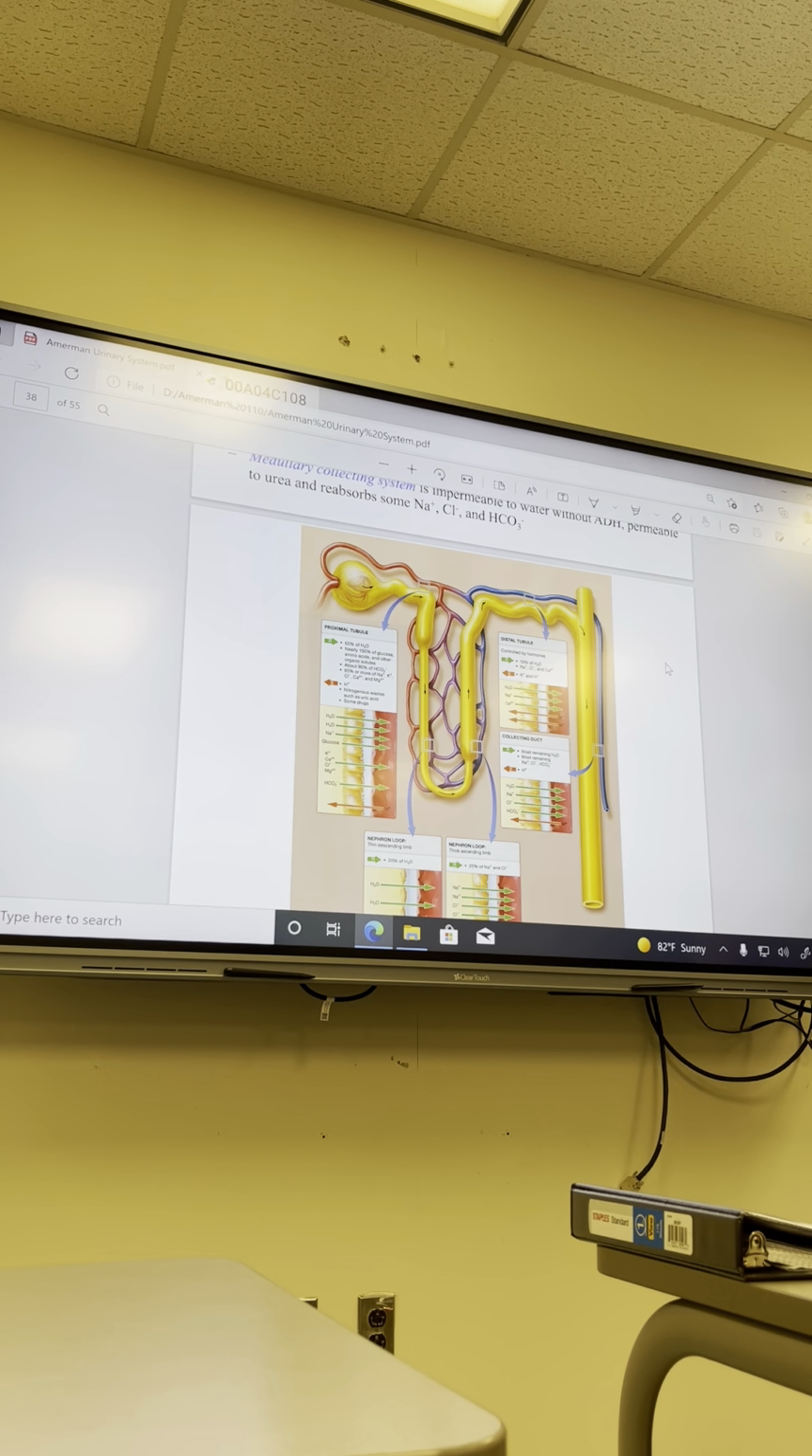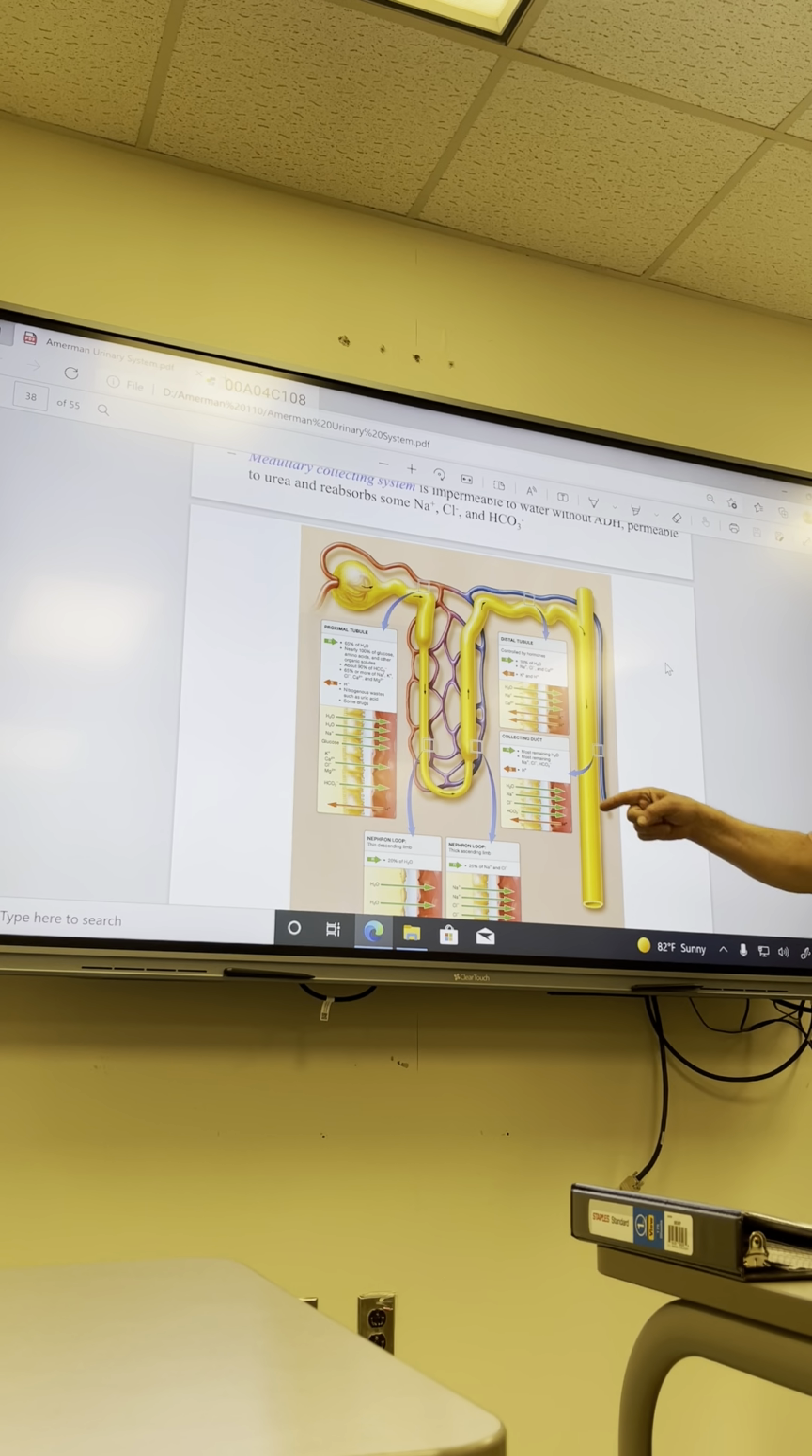The ascending limb is going to be the opposite way around. The ascending limb is impermeable to water. And it's not that the ascending limb is permeable to solutes. The key thing about the ascending limb is we're actively transporting salt out, sodium chloride pumps. It is just loaded with sodium chloride pumps to pump salt out of the forming filtrate.